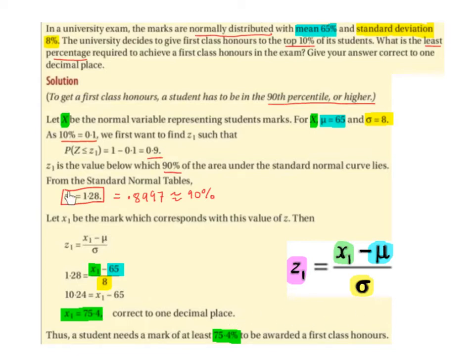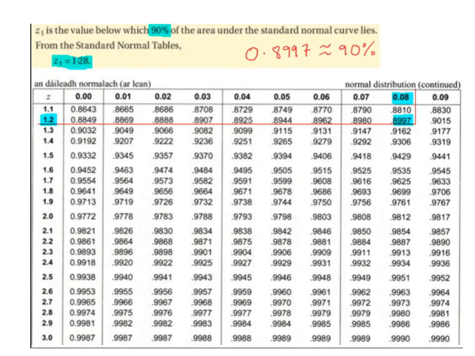So now let's have a look and see where we got this number from. So z1 is the value below which 90% of the area under the standard normal curve lies. So from the standard normal tables, we got z1 equal to 1.28. What we have to do is look through all the numbers and see what is closest to 90%, or 0.9. And we see that 0.8997 is closest to 90%, and this corresponds with 1.2 and 0.08, which gives us 1.28.